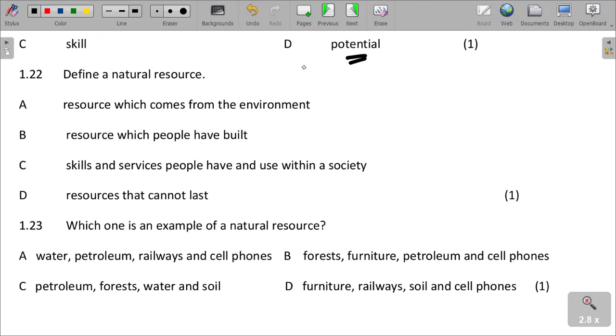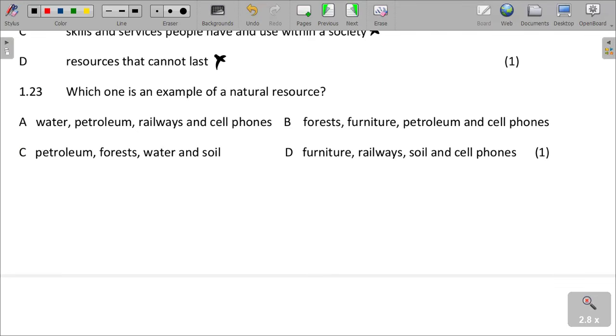And then, define a natural resource. Natural resource, number 22, is a resource which comes from the environment. A resource which comes from the environment is a natural resource. It cannot be built by people's skills. It cannot be a resource that cannot last. So we are saying it is a resource that comes from the environment.